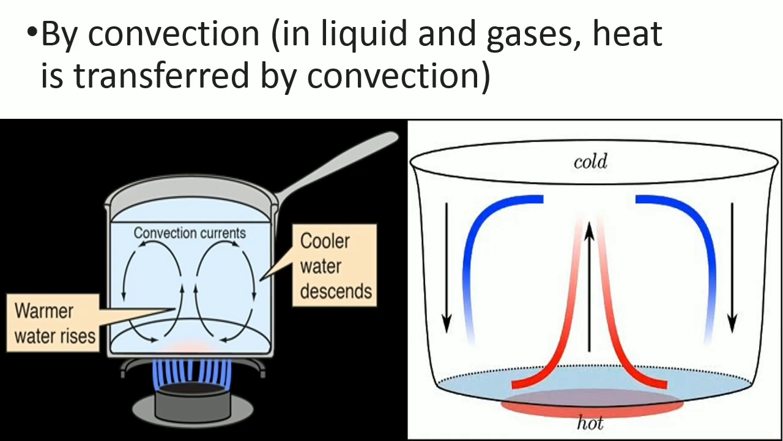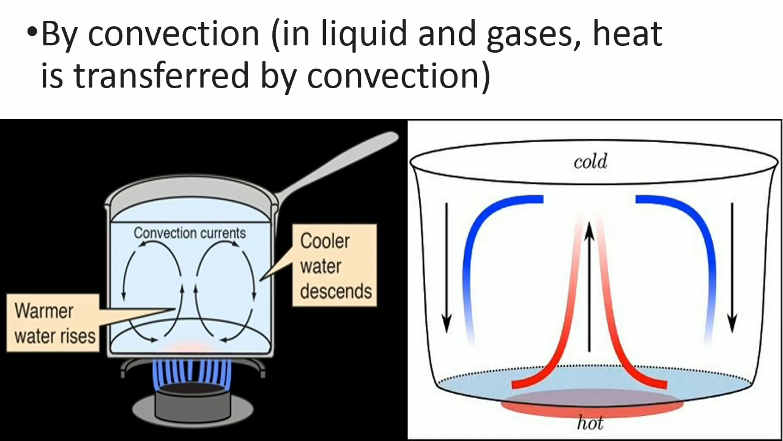Since the particles are free to move, the particles will start to rise upwards, and the colder particles at the top of the water will come downwards. They will again get heated up and they will again go upwards. And this is how a cycle starts to move.